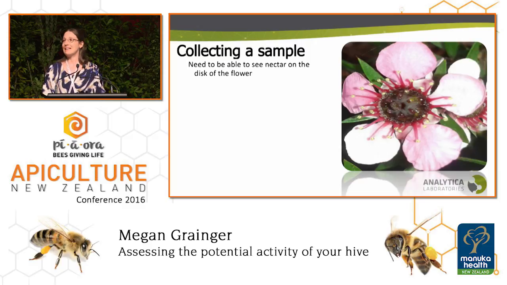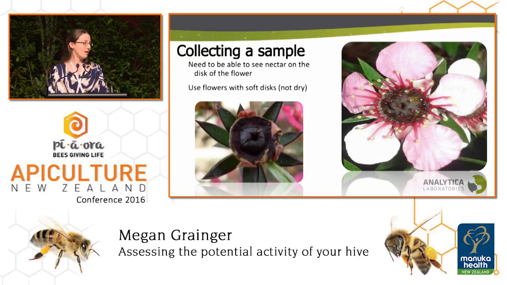So collecting honey is easy. We either scoop it out of the hive or we take it from the drum, but collecting nectar is a whole new ballgame. So first off, we want to be selecting flowers that have visible nectar, like this one you can see here. We don't want dead flowers.